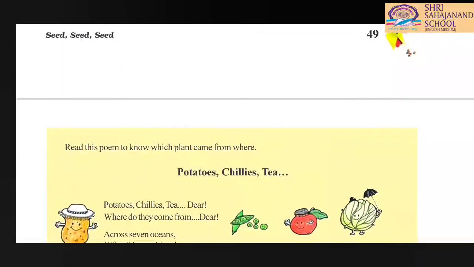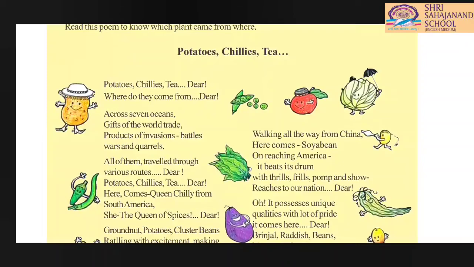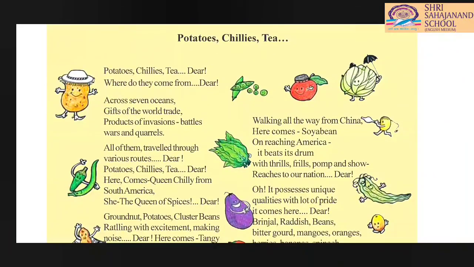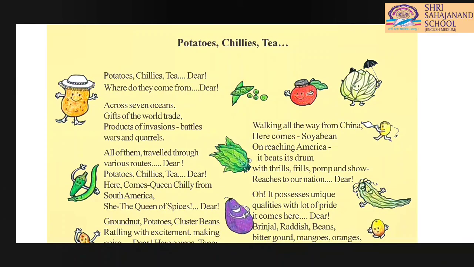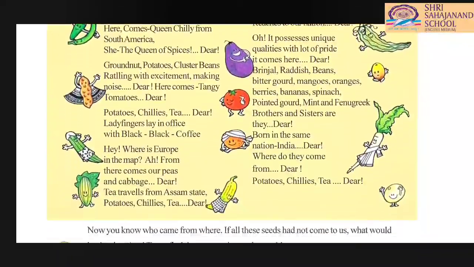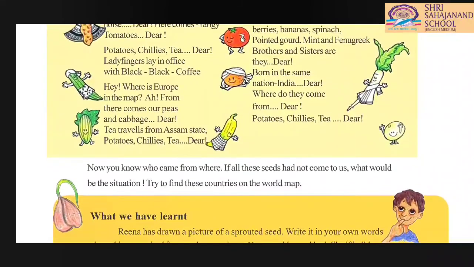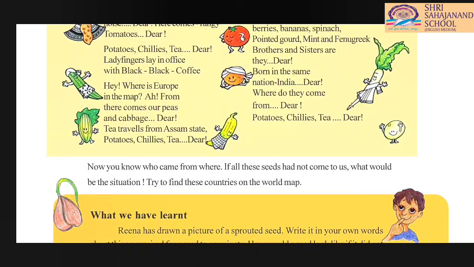So lastly, one important and very interesting poem is given where you can find where all these seeds and vegetables came from. Bacha Party, this is a very simple poem. You can read this and identify where different seeds came from. I am not reading this because it's very simple. If you read it, you will easily find where different types of seeds came from. And with this, we have completed our chapter 5, that is "Seed, Seed, and Seed."